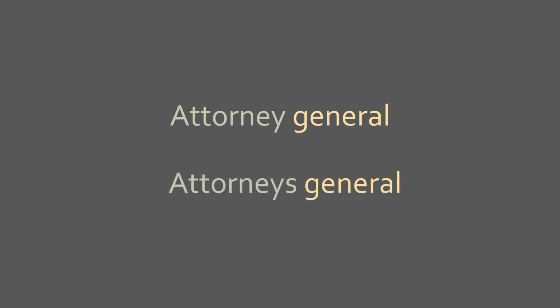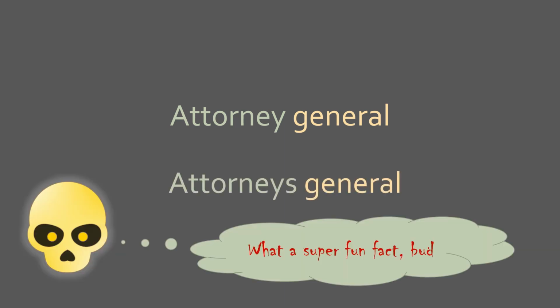Modifiers can come after nouns too. In some unusual cases, you might see a single word modifier come after a noun. This is, for example, why the plural of attorney general is attorneys general. General is a modifier, not a part of the noun, so it doesn't get pluralized.